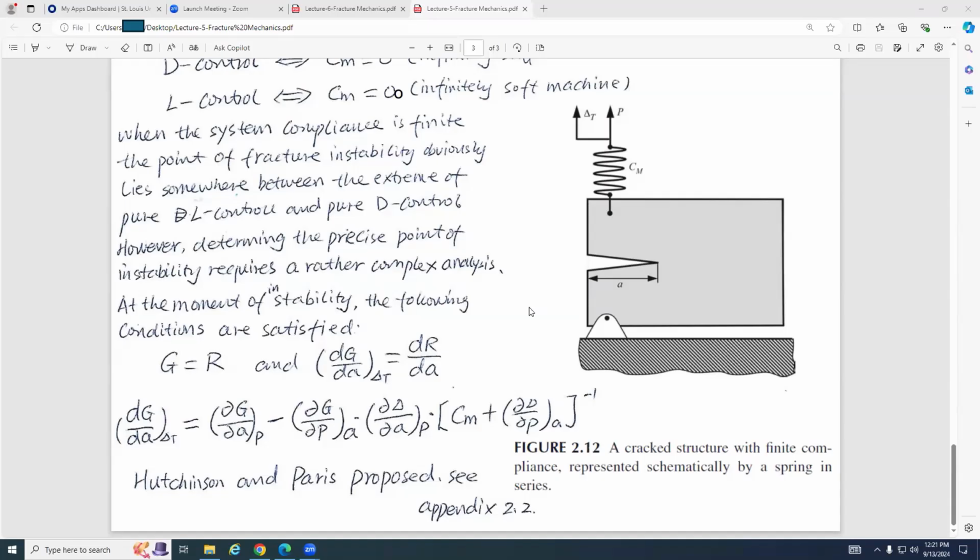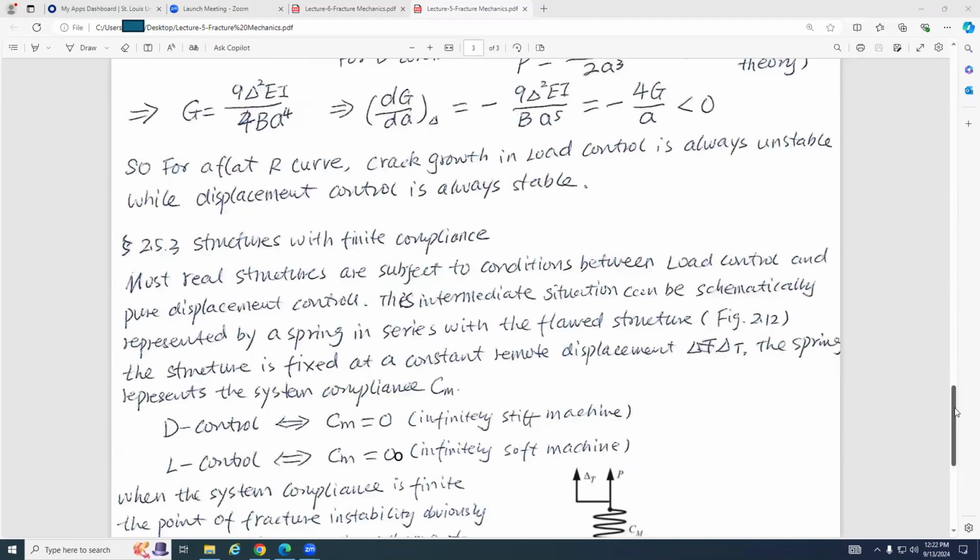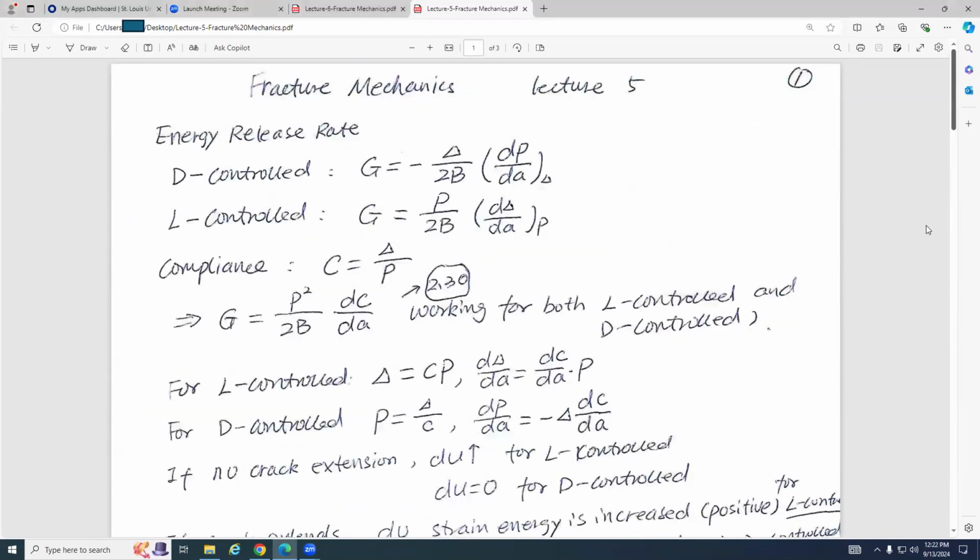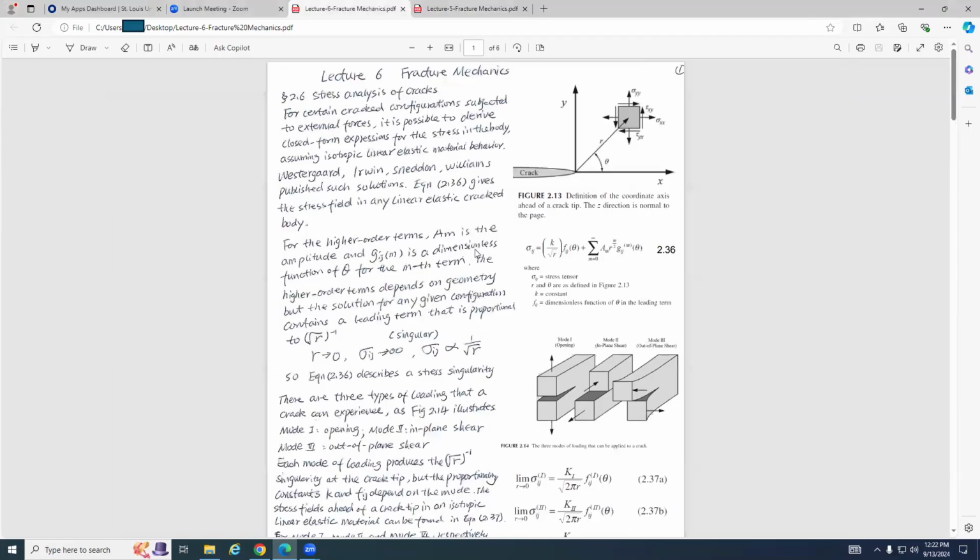Okay. Questions so far? You don't need to worry about this one, because it is a long derivation. So that's lecture 5, and then we look at lecture 6.